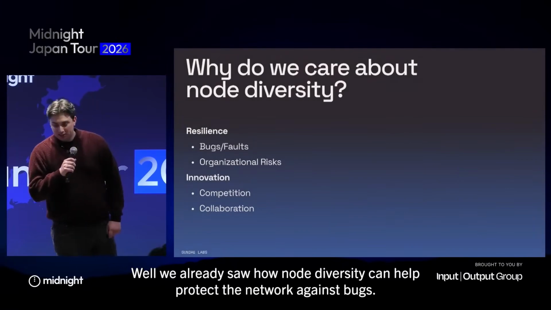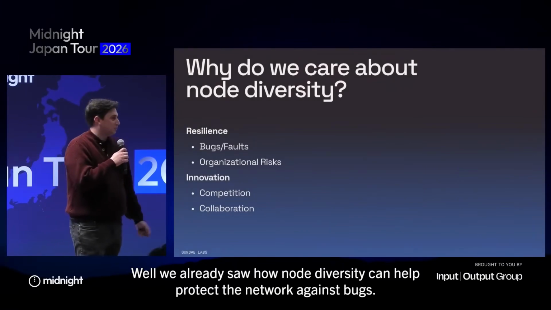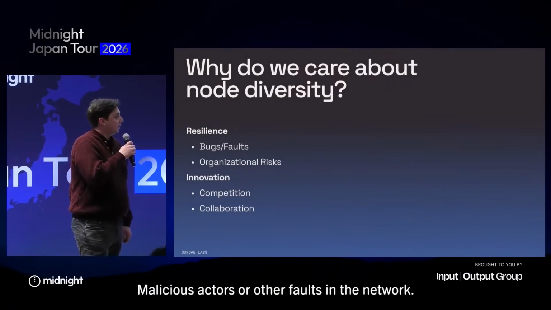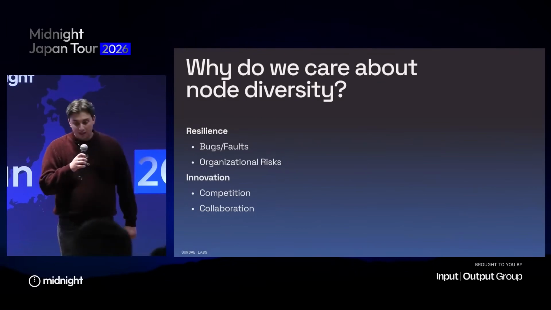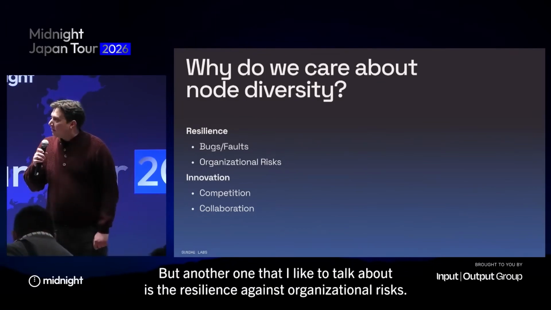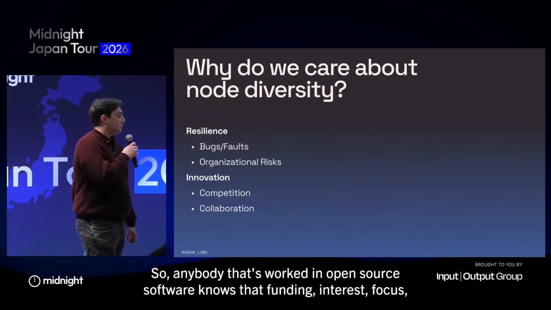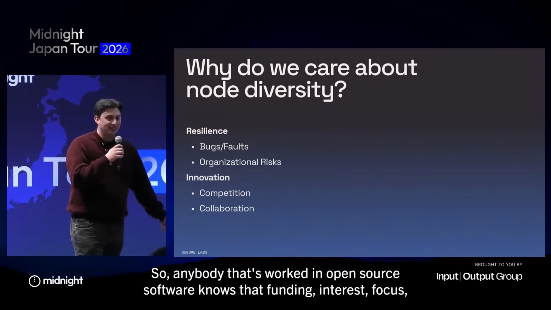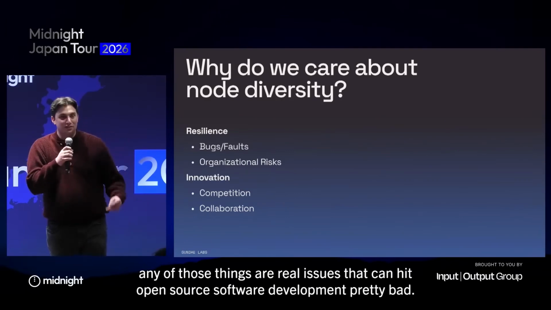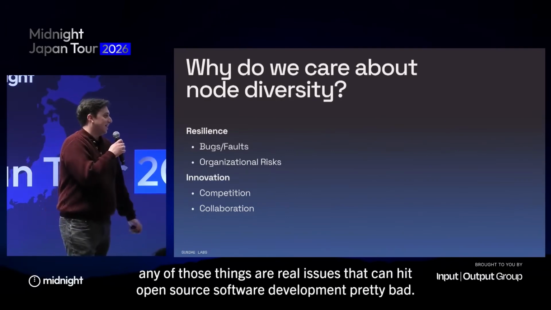Well, we already saw how node diversity can help protect the network against bugs, malicious actors, or other faults in the network. That's a very big part of it. But another one that I like to talk about is the resilience against organizational risks. So anybody that's worked in open source software knows that funding, interest, focus, any of those things are real issues that can hit open source software development pretty bad.